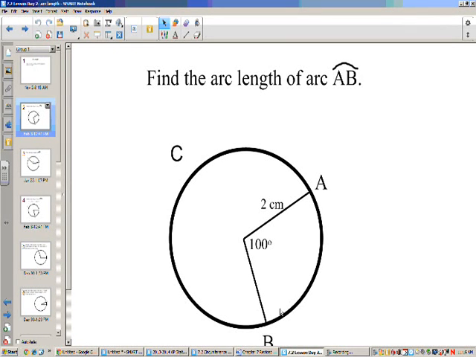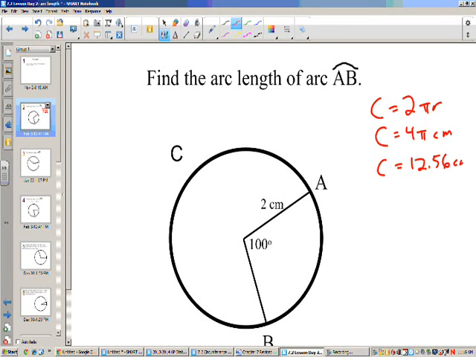Now, we know how to find the arc length of the entire circle because we call that the circumference. So the first thing we can do here is find the circumference. If the radius is 2, then we know 2 pi r is circumference, or 2 times 2, which is 4 pi. That equals the whole circumference. Now, if I want to find the decimal, we just do 4 times 3.14, and that gives us 12.56.